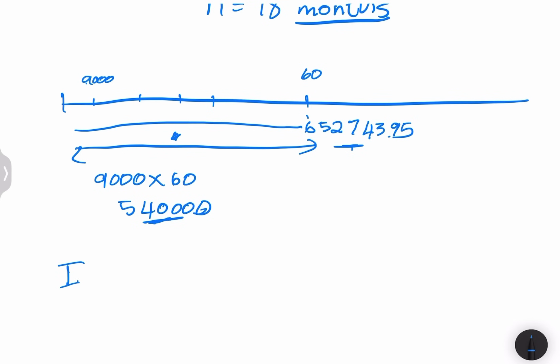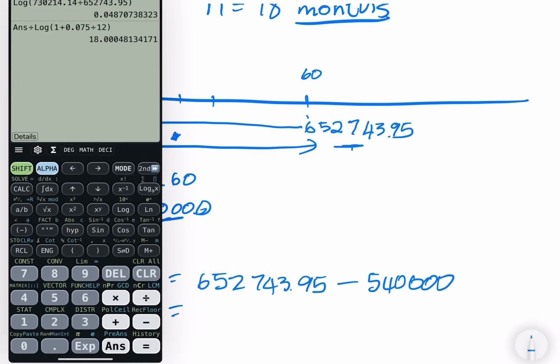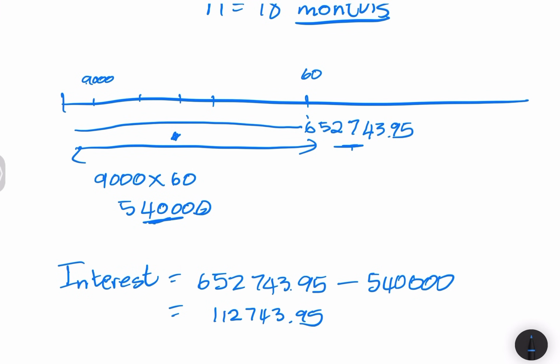So the interest in this case over that period of 5 years was going to be 652,743.95 minus the 540,000. Let's just find that quickly. So that's 652,743.95 minus 540,000. That gives me an amount of 112,743.95. So this is the amount of interest that was earned.